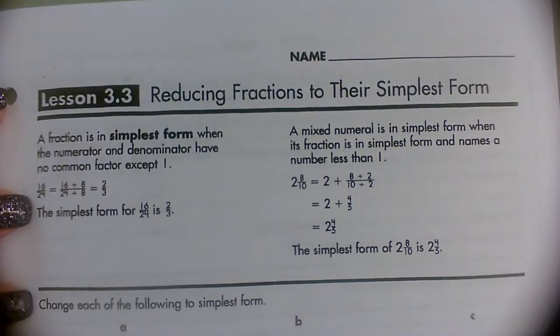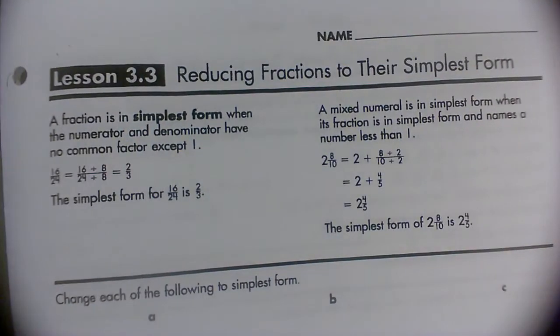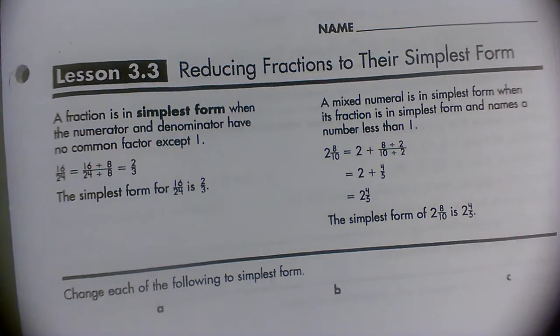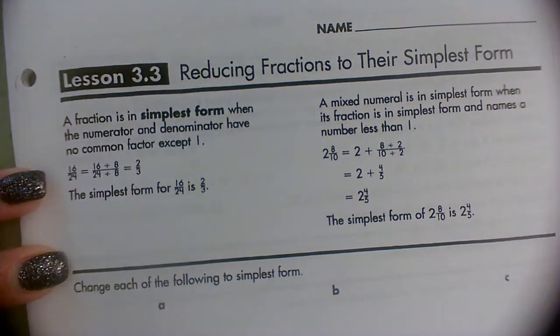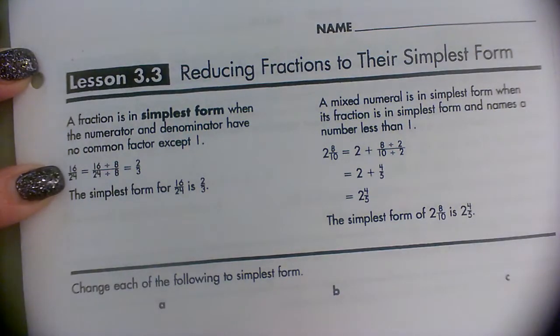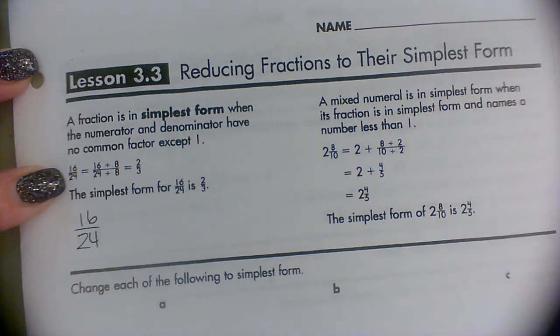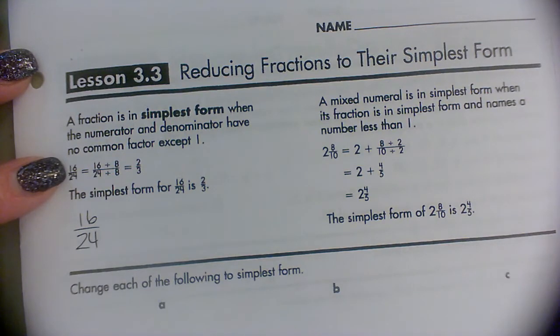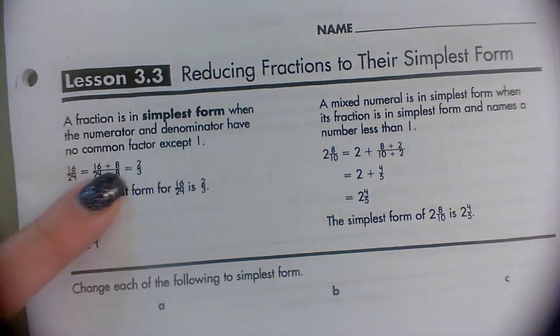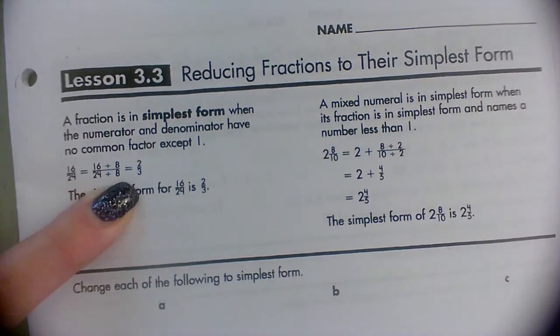3.3, reducing fractions. Okay? So they're going to show you one way, and I'm going to show you the other way that I would have also taught you, right? So 16 and 24, all right? If you are good at your multiplication table, you might recognize that there is a common 8 between 16 and 24, and you could divide out the 8 right off the bat, right? 16 divided by 8 gives me 2. 24 divided by 8 gives me 3.